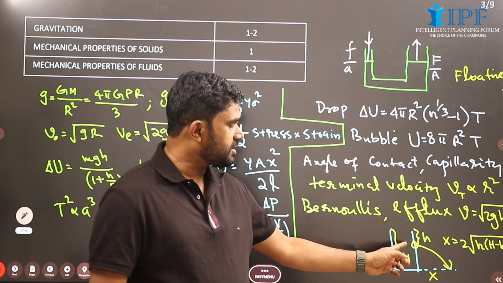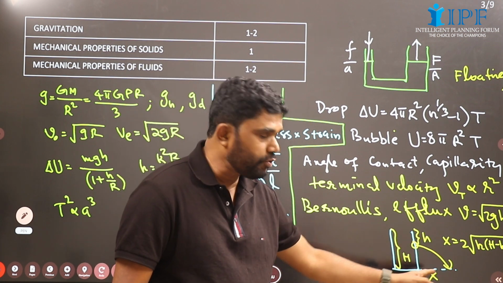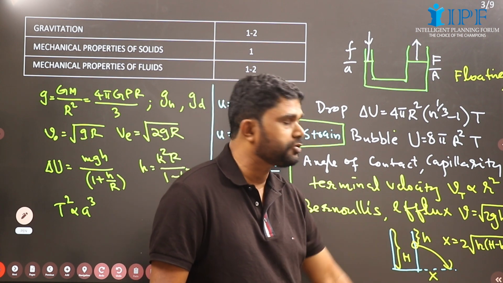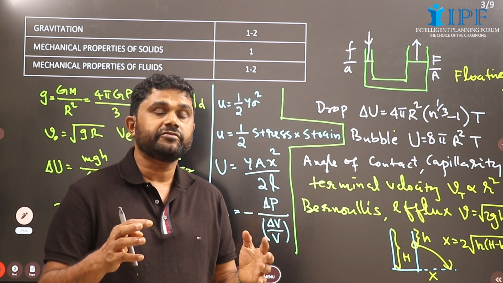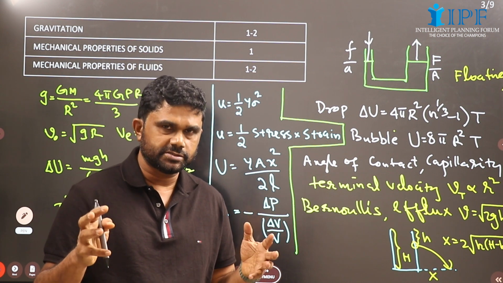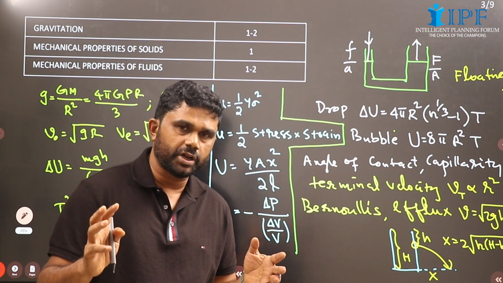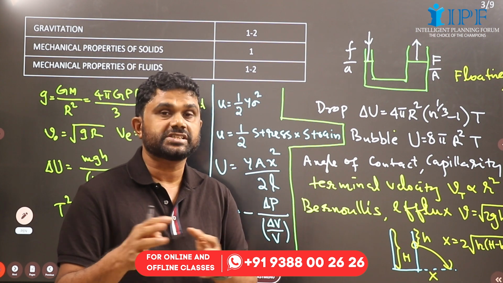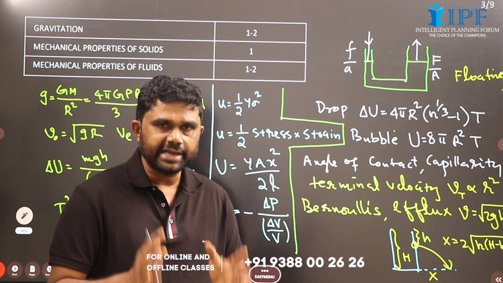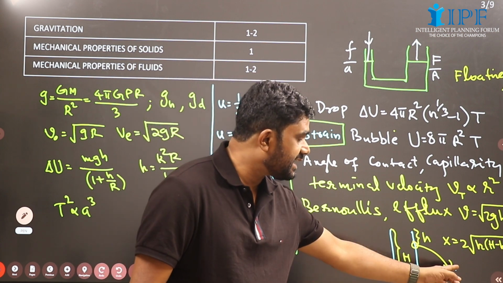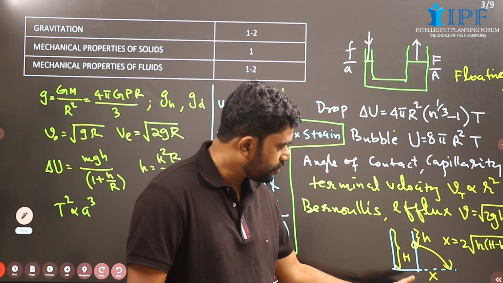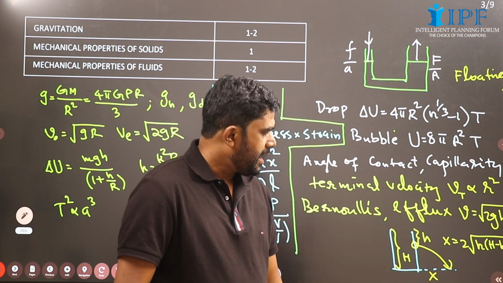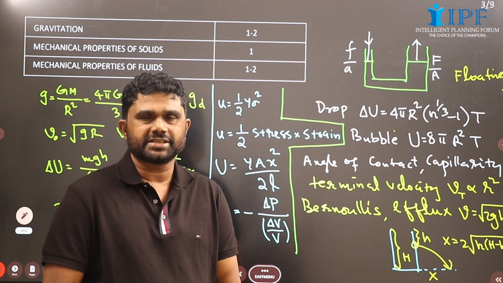And that water jet strikes the ground at a horizontal distance x, and that x is equal to 2 under root small h into capital H minus h. See, in projectiles, we can have the same horizontal range for 2 different angles of projection, theta and 90 minus theta, or the sum of those two angles is 90. Like that, this x is the range here, the horizontal distance traveled by this liquid jet. We can call it the range.